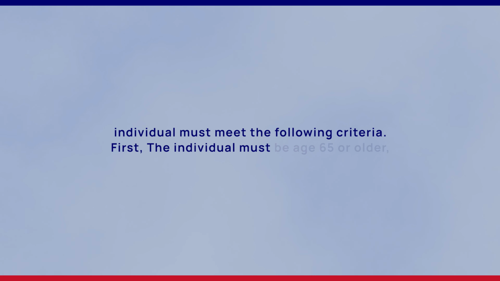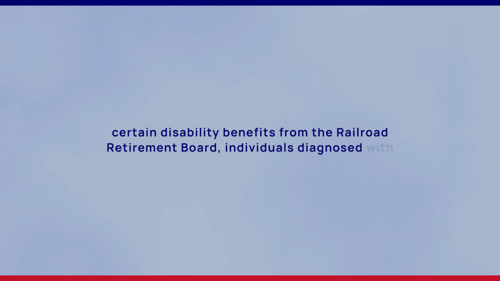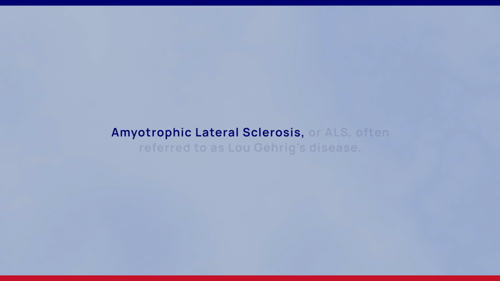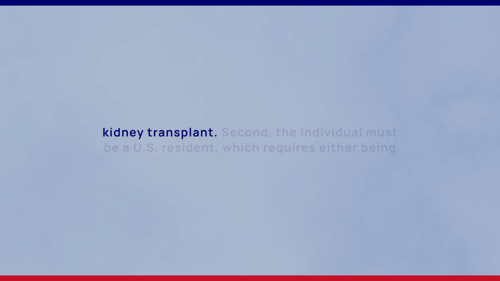First, the individual must be age 65 or older, or under age 65 with specific disabilities or health conditions. This includes individuals who have been receiving disability benefits from Social Security for at least 24 months, or certain disability benefits from the Railroad Retirement Board. Individuals diagnosed with amyotrophic lateral sclerosis, or ALS, often referred to as Lou Gehrig's disease. Individuals with end-stage renal disease, or ESRD, which typically requires dialysis or a kidney transplant.